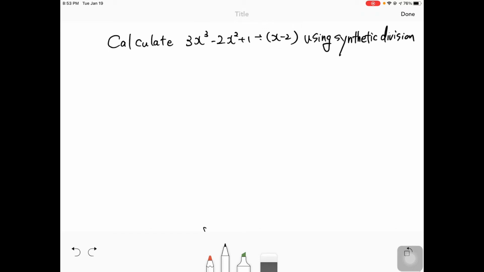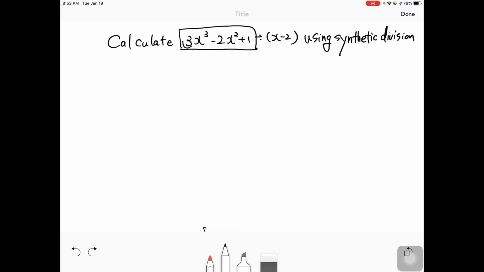First, you focus on the dividend here. Then you need to arrange it in descending order. But it's already arranged in descending order, so you don't need to care this time. And you don't need to write variables. So you can just write only the coefficient of each variable in descending order.